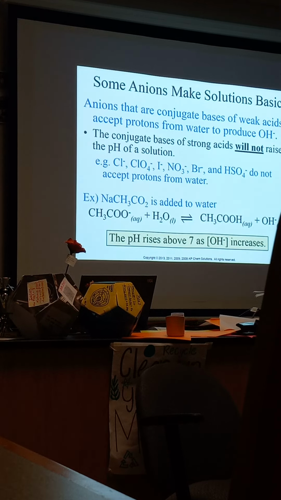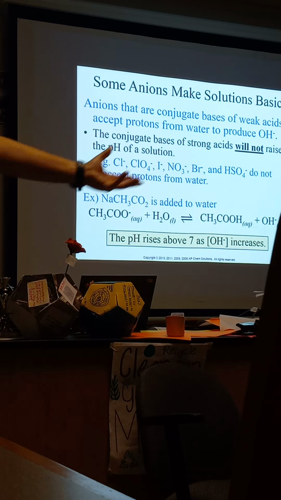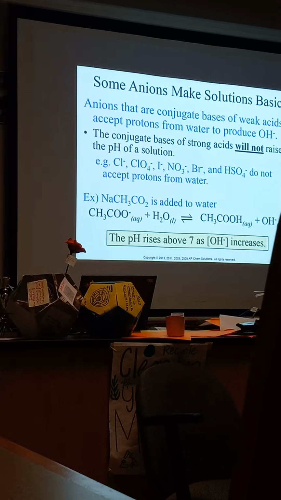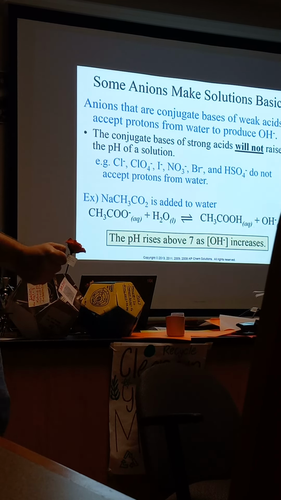Alright, so here we go, guys. So some anions make solutions basic. Anions that are conjugate bases of weak acids accept protons from water to produce OH-. So guys, it's kind of the same thing, only this time instead of cations, it is anions. And so the anions, because they're negative, are able to say, hey, H+, come over here, H+. Let's make a neutral.